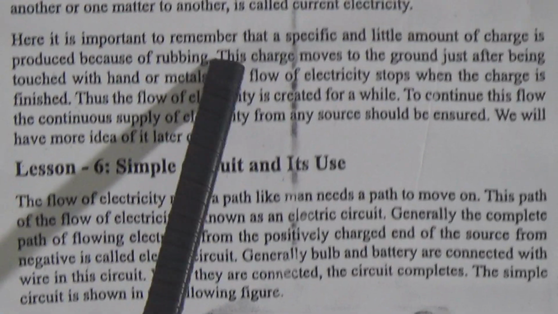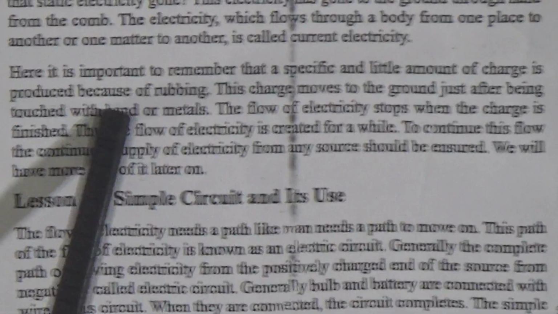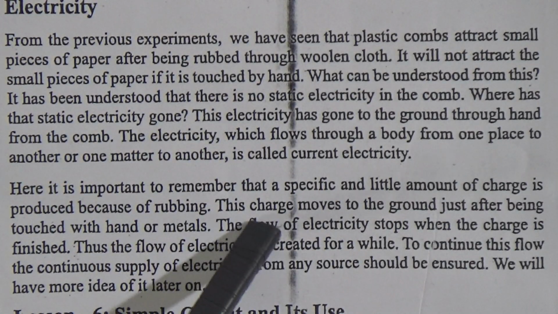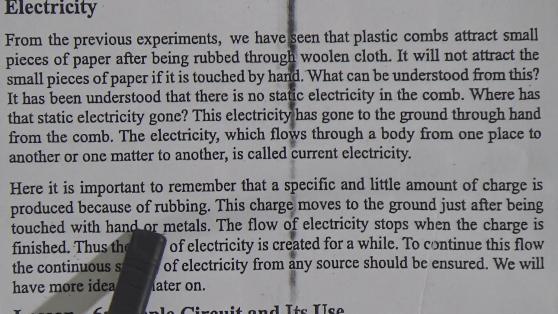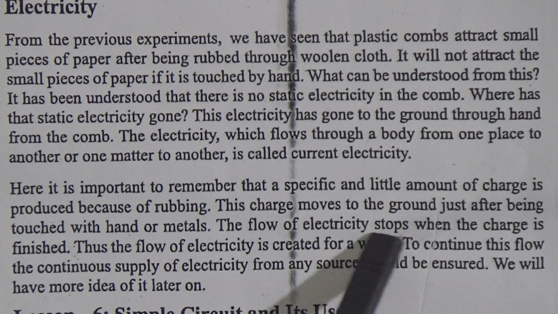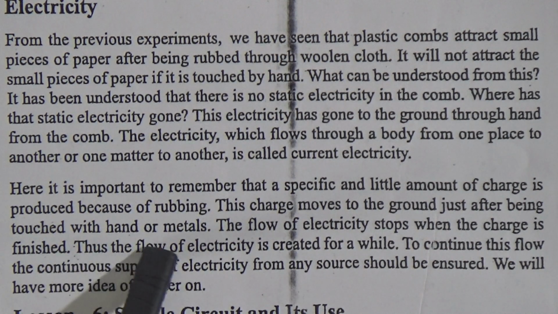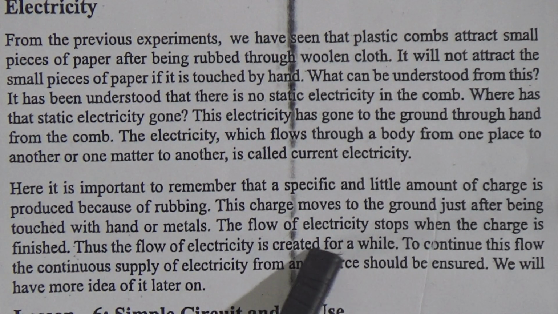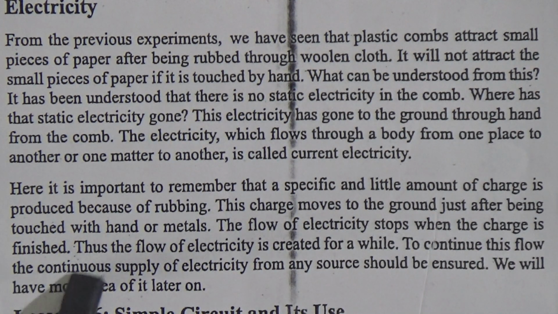Here it is important to remember that a specific and little amount of charge is produced because of rubbing. This charge moves to the ground just after being touched with hand or metals. The flow of electricity stops when the charge is finished. Thus, the flow of electricity is created for a while. To continue this flow, a continuous supply of electricity from a source should be ensured. We will have more ideas of it later on.